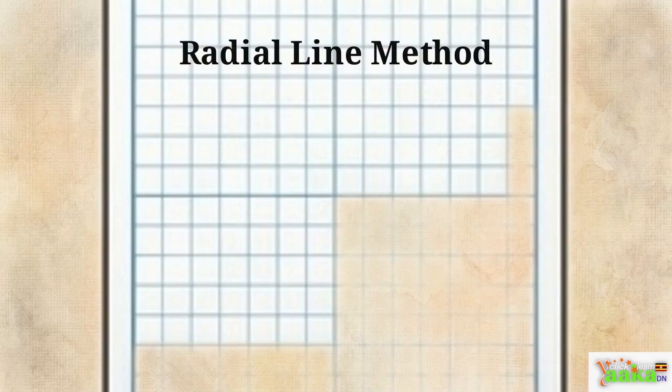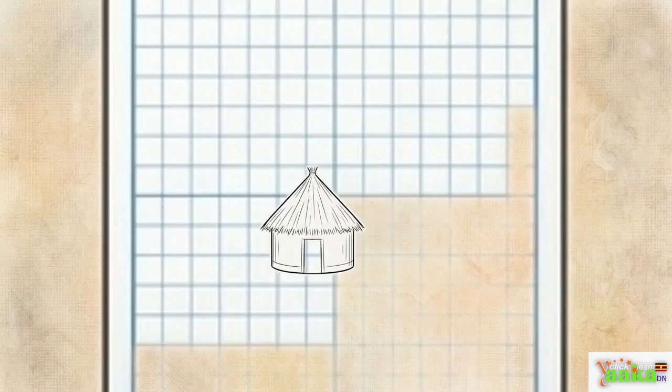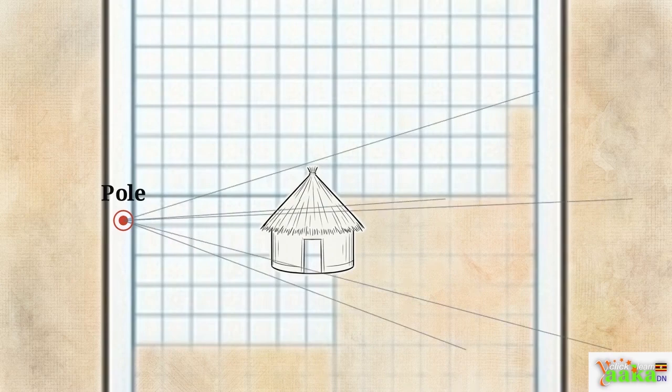So how do we actually draw this on paper? Professionals use a highly accurate drafting technique called the radial line method. Let's look at this sketch of a traditional grass-thatched hut to see how it works. First, we place a single point anywhere outside our original shape. We call this point the pole, or the center of enlargement. Next, we shoot light, straight lines starting from the pole and passing directly through every important corner of our hut sketch, like the roof peak and the bottom edges.